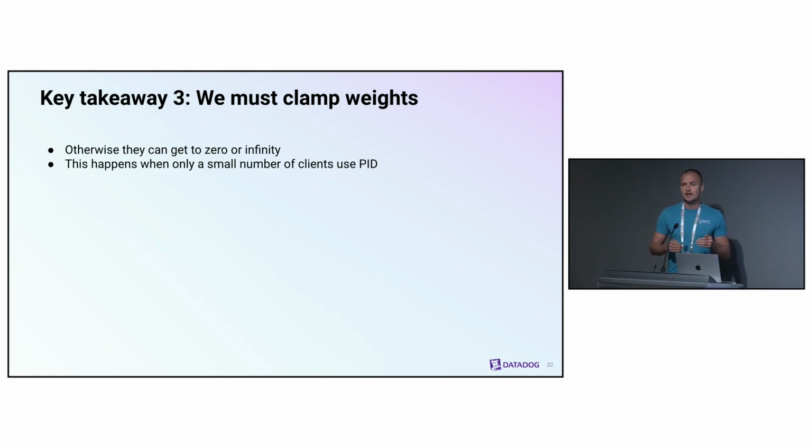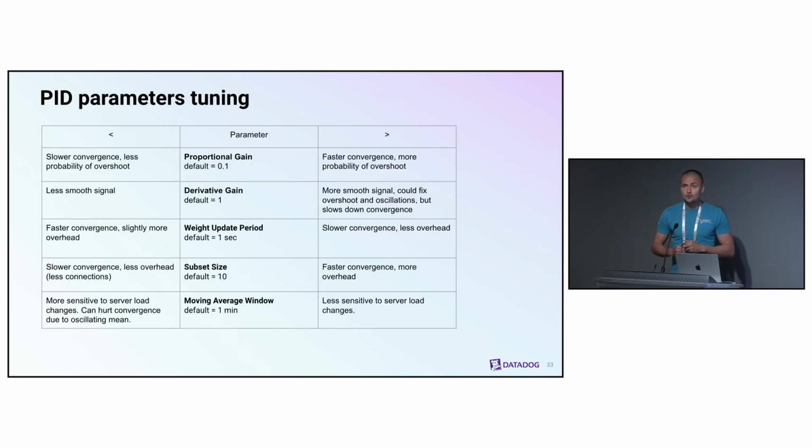So weights can naturally go up to infinity and down to 0, and we just set max and min value to avoid this. So this table summarizes all tunable parameters we have for PID. I already mentioned proportional and derivative gain here. We tune them in a way to be on the safe side.